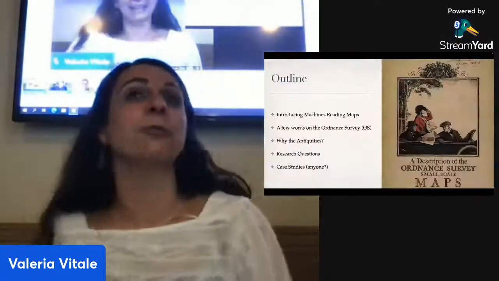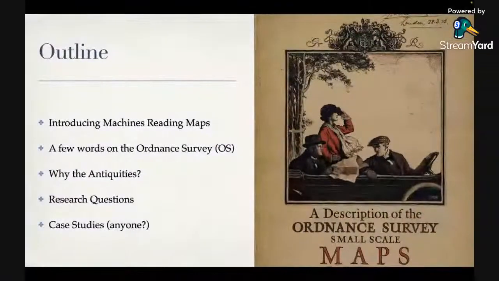Thank you, Paula. So let's get started with our talk today. What are we going to do? I'm going to talk a little bit about our project, Machines Reading Maps. I will then say only a few words about one of our corpora we're working on, which is the Ordnance Survey maps of Great Britain. I will try to explain why we chose to focus on the representation of antiquities on those maps. I will share some of our research questions, what we are trying to achieve with this work, and we'll end by asking for help from everyone who is following today.